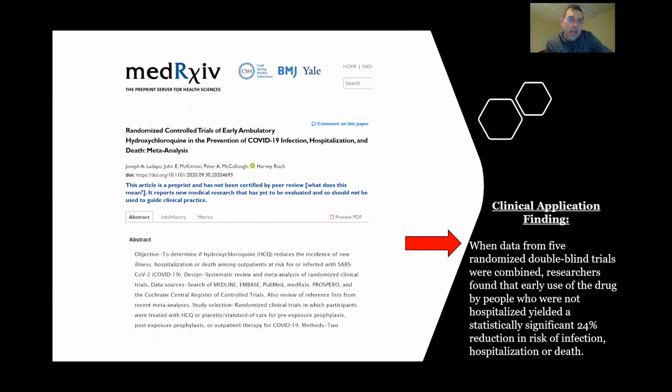So here I present hydroxychloroquine. So most centers are currently not using hydroxychloroquine, and it's not recommended for use, but I present this out of really humility. I present this because the information is constantly changing. And here is a meta-analysis of 5 randomized double-blind trials. And what they found here is that the early use of the drug by people who were not hospitalized yielded a statistically significant 42% reduction in the risk of infection, hospitalization, or death.